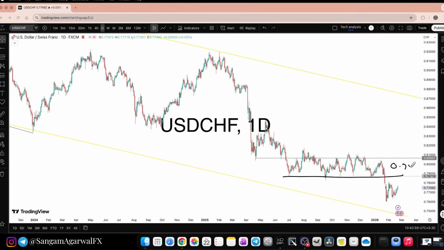So 0.78 is the first resistance. Once it breaks out, reversal is confirmed. But our main target, the first minimum target, is 0.80.